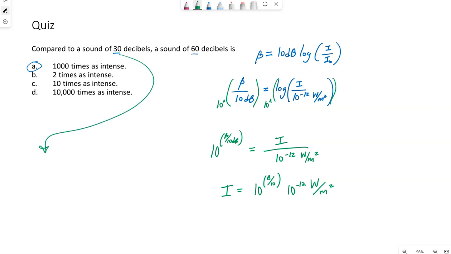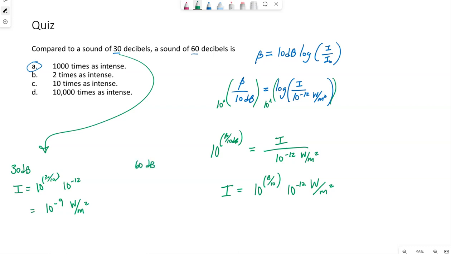So for 30 decibels, we end up with an intensity of 10 to the 3. Well, I'll write it out. 30 over 10. Oops, just the power. Times 10 to the negative 12. So 10 to the third times 10 to the negative 12 would be 10 to the negative 9 watts per meter squared.